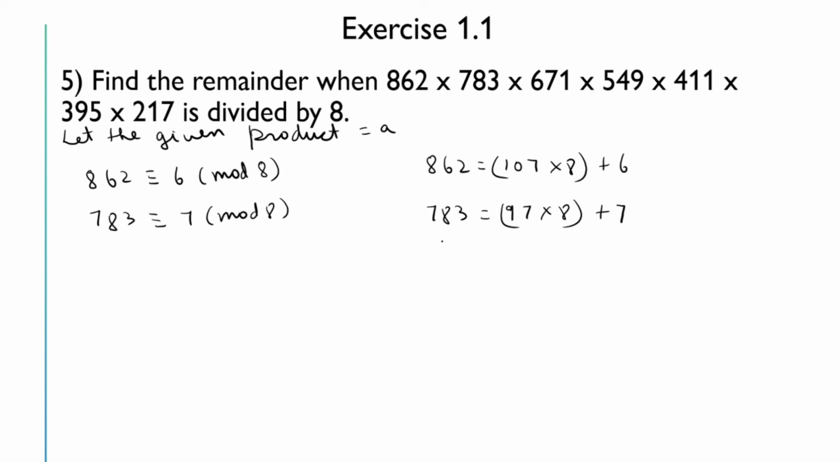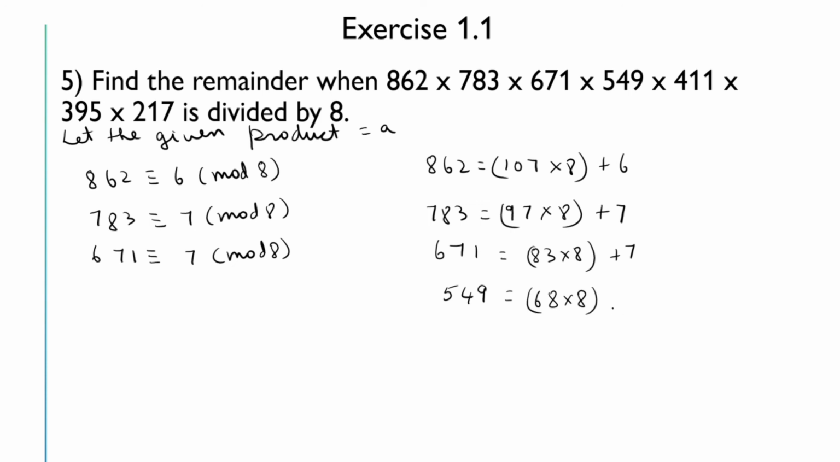The next number is 671. When we divide 671 by 8, we get the quotient as 83 and the remainder as 7. So we have 671 congruent to 7 mod 8. The next number is 549. When we divide 549 by 8, we get quotient as 68 and the remainder as 5. So we have 549 congruent to 5 mod 8.